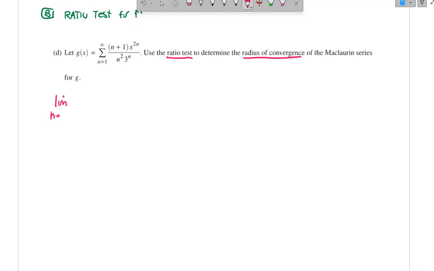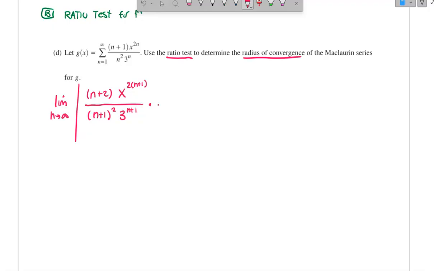So right away, let's go ahead and set this up. So this is going to be the limit as n approaches infinity of the absolute value of. Now we're going to go into each individual term and put in n plus 1. So n plus 1 is already in the first, so that would actually become n plus 2 times x to the, now I would write this as 2 times the quantity n plus 1. Now I'll simplify all that out in just a minute. And then over n plus 1 quantity squared, and then 3 raised to the n plus 1.